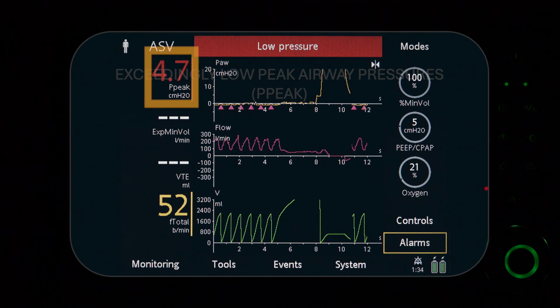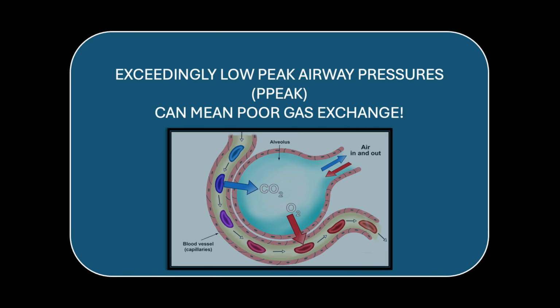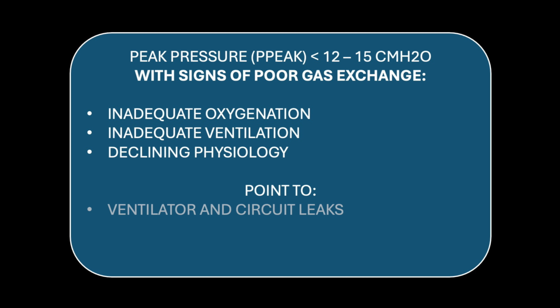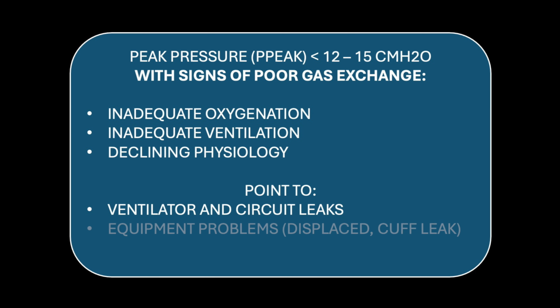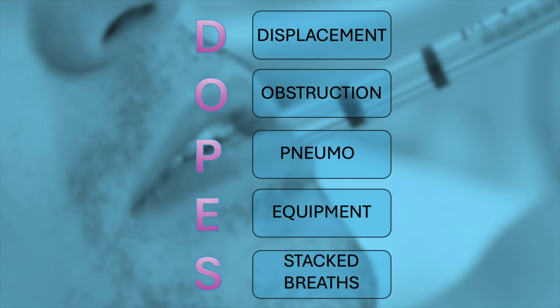Exceedingly low peak airway pressures can mean poor gas exchange. Generally, peak pressures below 12 to 15 with signs of inadequate ventilation are worrisome. Consistently low peak airway pressures with declining physiology point to ventilator and circuit leaks and equipment problems. Troubleshoot the situation by applying the DOPES mnemonic.